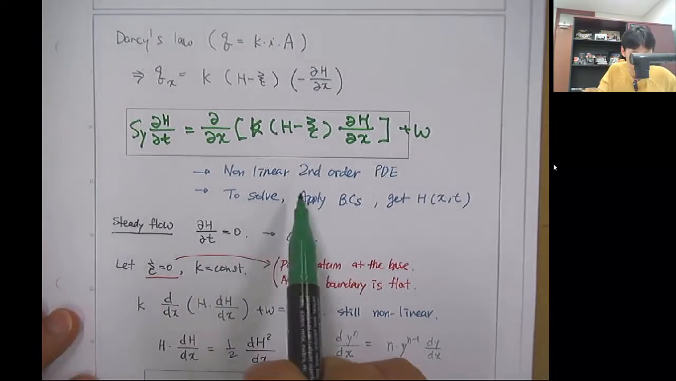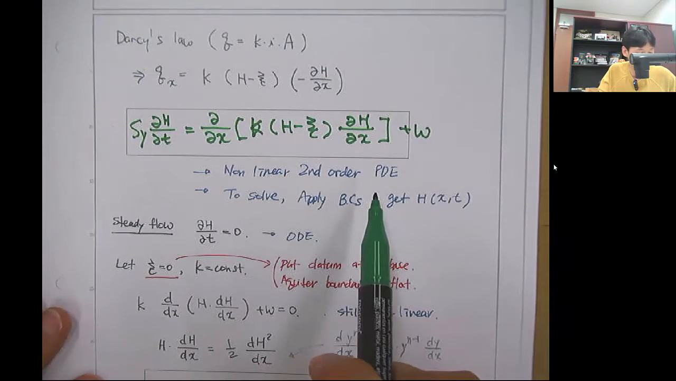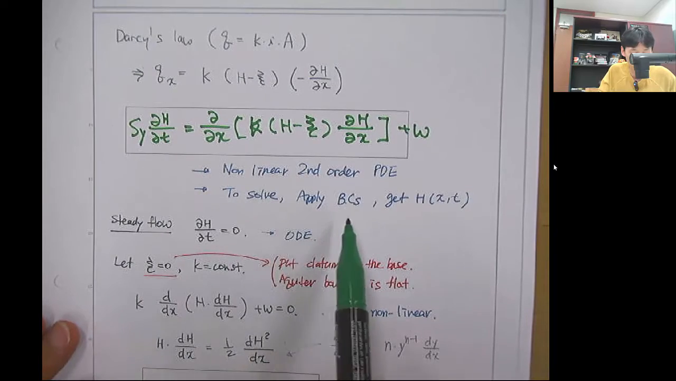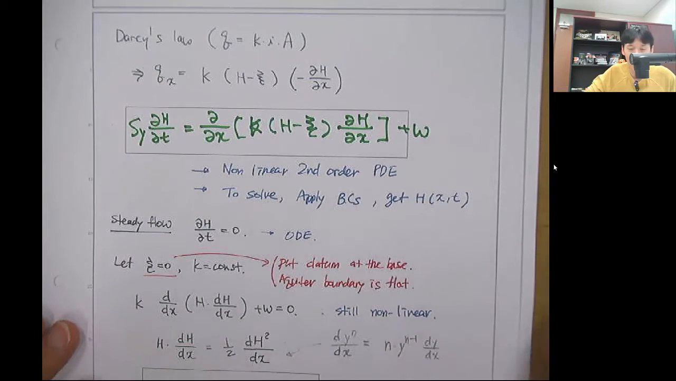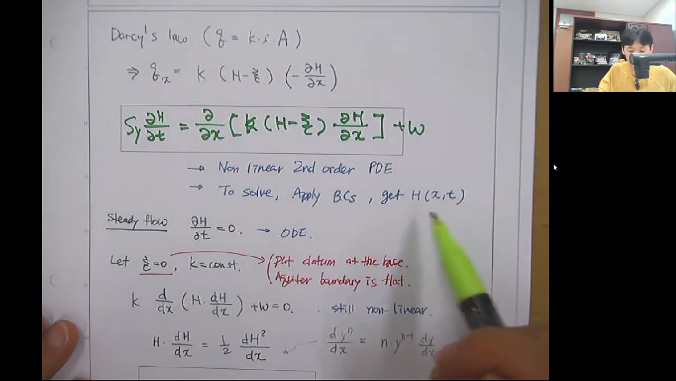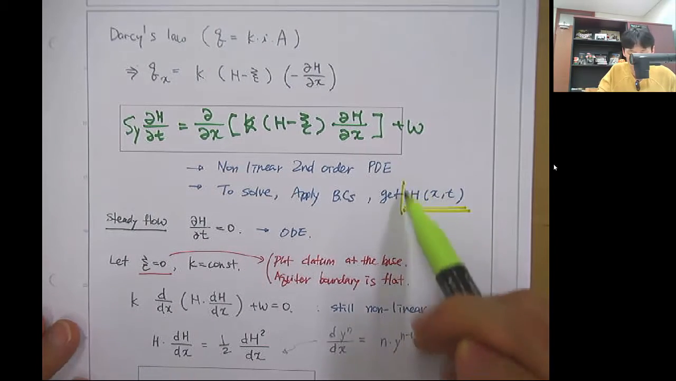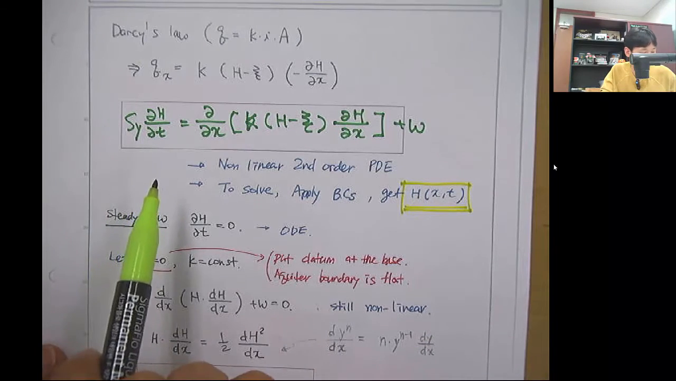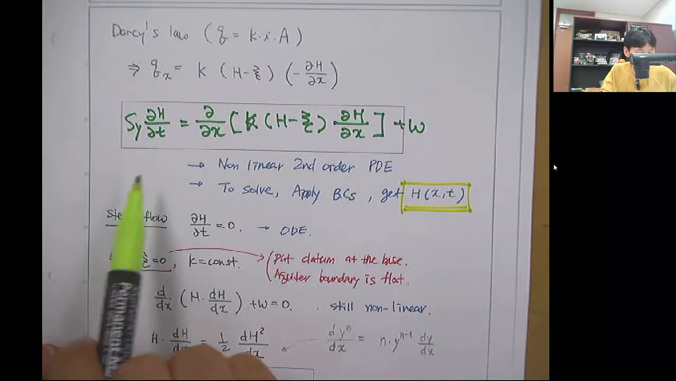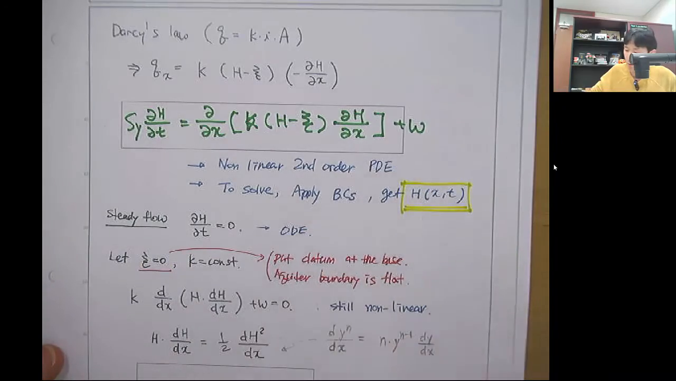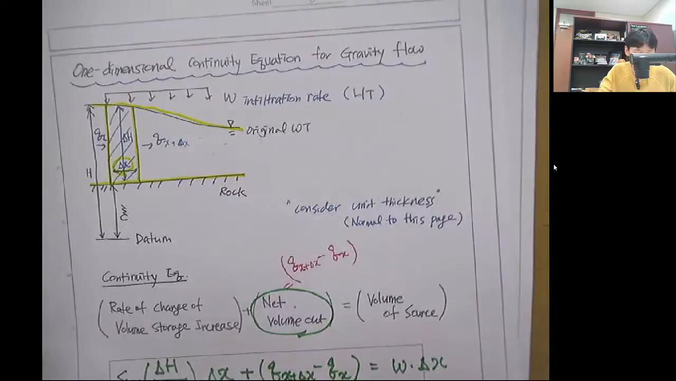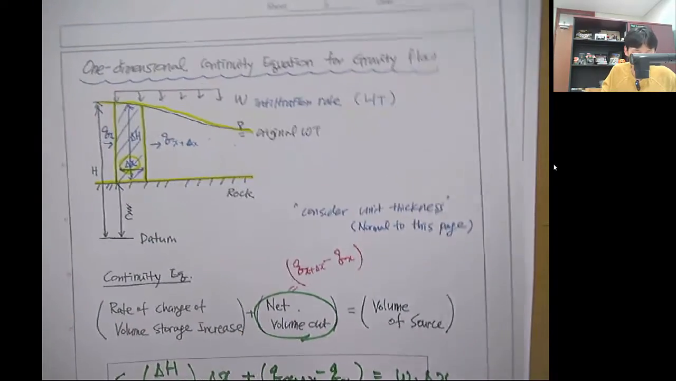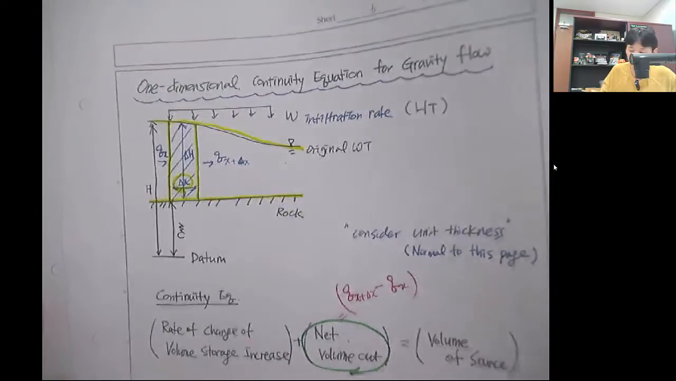And this is a nonlinear second order PDE, a partial differential equation. To solve it, we have to apply the boundary conditions, so then we can get h in terms of x and t. The objective to solve this equation is to get the piezometric surface, so h, the piezometric water surface, with time t and distance x.